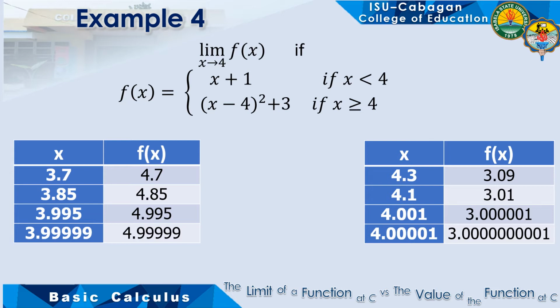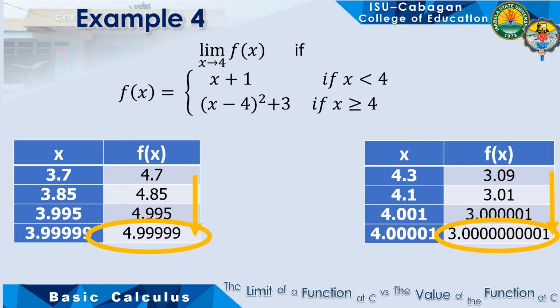From the left side of 4, as x approaches 4 from the left side, f of x approaches 5. And from the right side of 4, as x approaches 4, f of x approaches 3. So therefore, since from the left side f of x approaches 5, and from the right side f of x approaches 3, there are two values that f of x approaches.